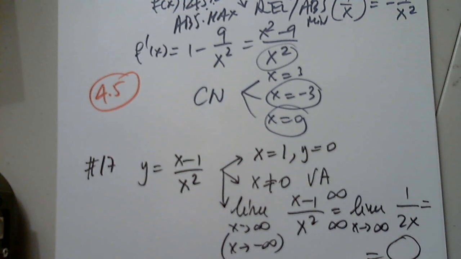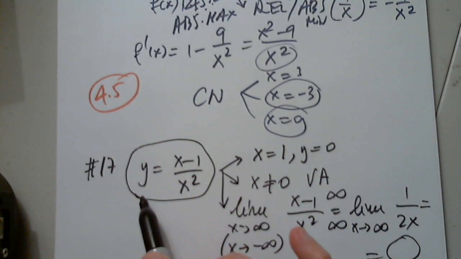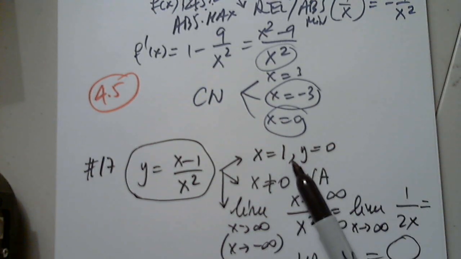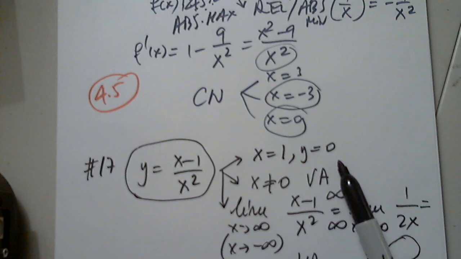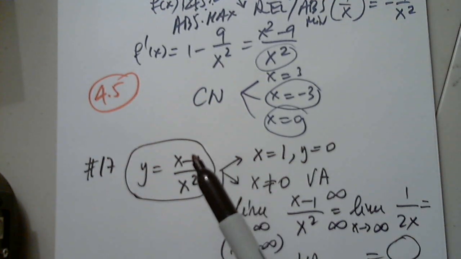So I already determined, by simply looking at the function, the x-intercept. There is no y-intercept because I cannot plug in 0. At x equals 0, the function has a vertical asymptote. I also determined the limit at infinity or negative infinity, which is not going to make any difference, to be 0. So I have the horizontal asymptote by simply looking at the function. Now I will start my table.